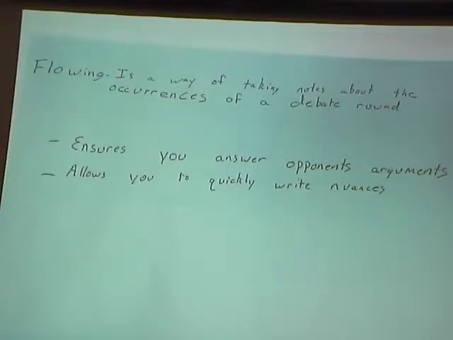So now that we've talked about what flowing is in an abstract way, we're going to talk about how you go about flowing. To go about flowing, you are actually going to have a lot of different pieces of paper. In fact, every single different advantage or contention of a 1AC will get its own piece of paper.